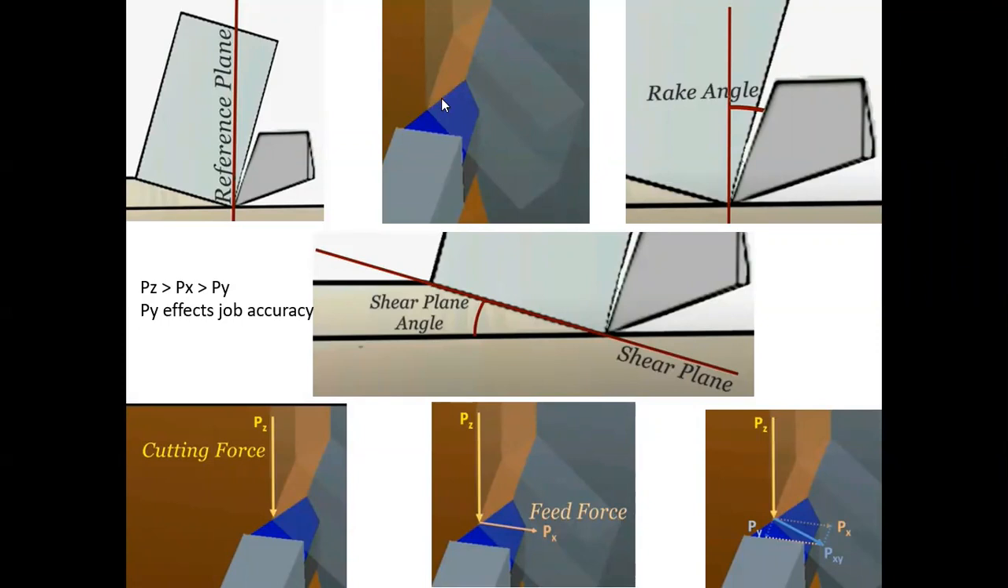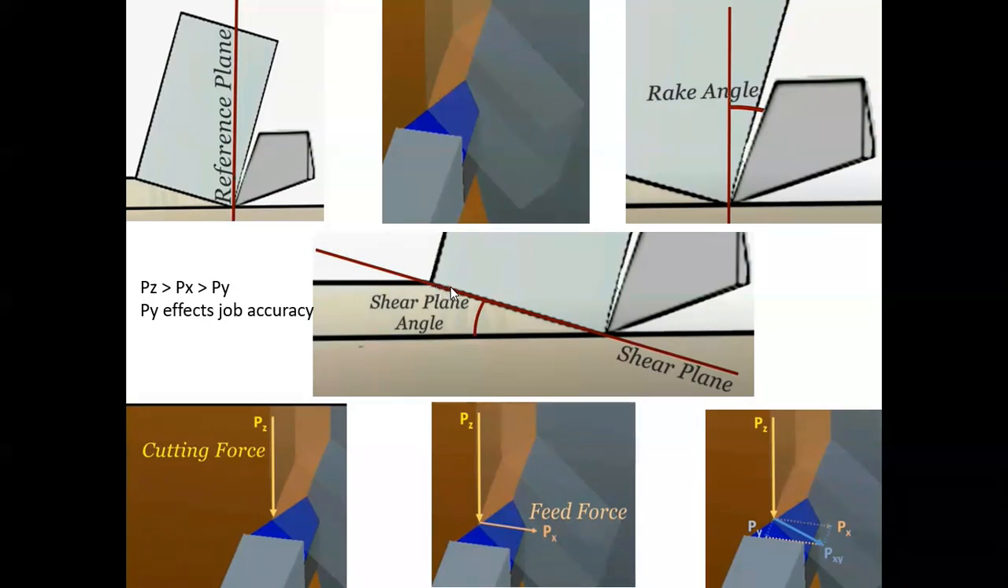Okay, this rake angle gives the direction to the chip. The rake angle is made with the help of a reference angle, and this angle is represented by alpha. Then we come towards the shear plane.